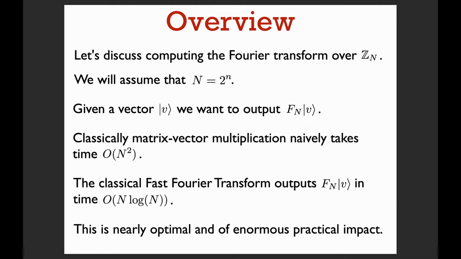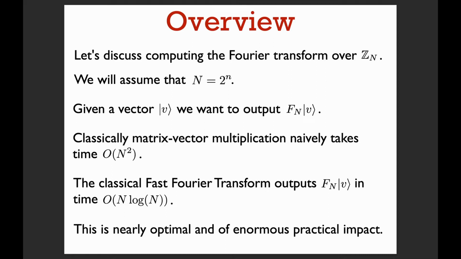So classically, just normal matrix vector multiplication takes time order n squared. And that's basically the number of entries of the matrix. We're going to have to iterate over all the entries of the matrix in order to figure out a matrix vector product.